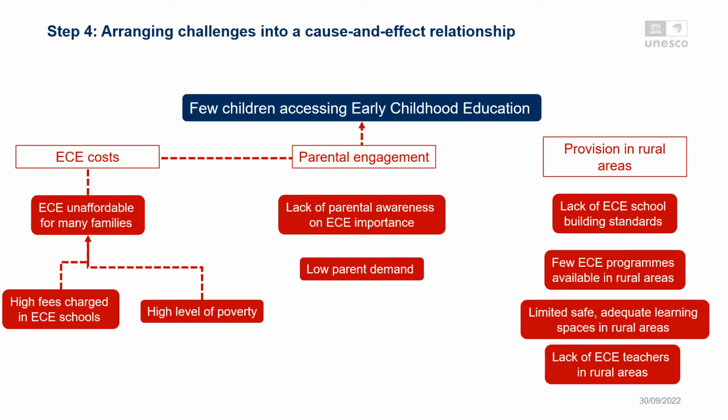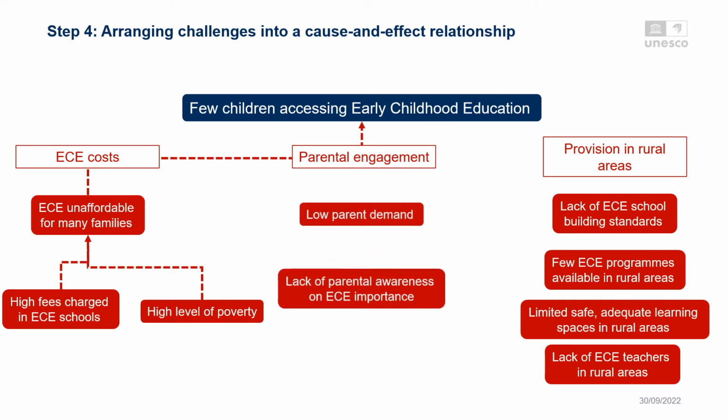Let's move on to the next grouping related to parental engagement. We can reason that there is low parent demand for ECE because parents are not aware of all of ECE's benefits and therefore do not enroll their children in ECE programs. We can therefore place the box lack of parental awareness on ECE importance underneath the box low parent demand for ECE with an upward arrow to demonstrate that lack of parental awareness is the cause for lack of parent demand, which then contributes to few children accessing ECE.